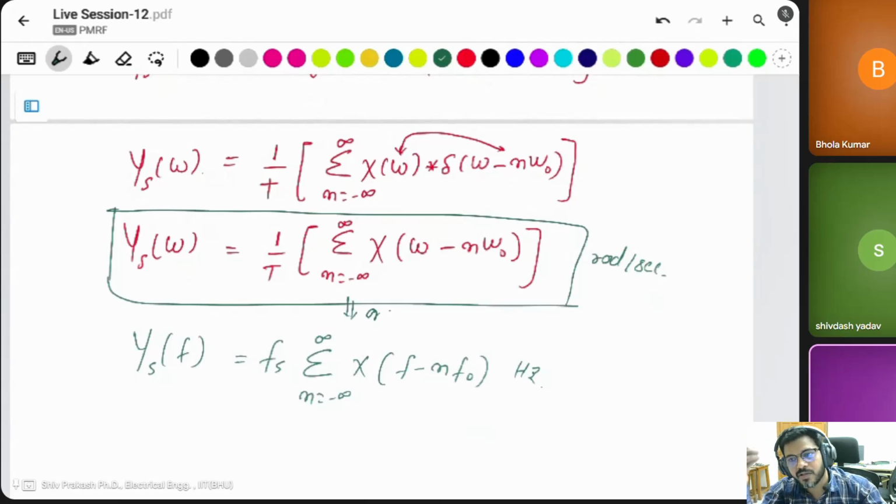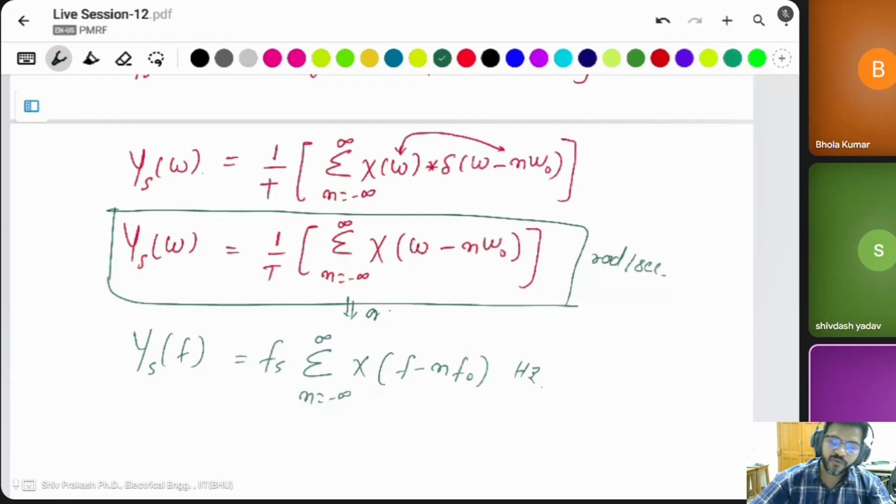This is the transfer function of a sampled signal. How can you sample any signal? By using an impulse train. Simply multiply the impulse train with the signal, and then that signal will be sampled by the impulse train.